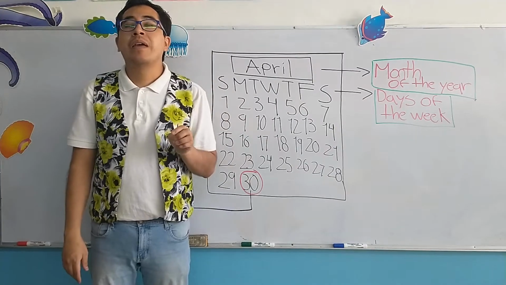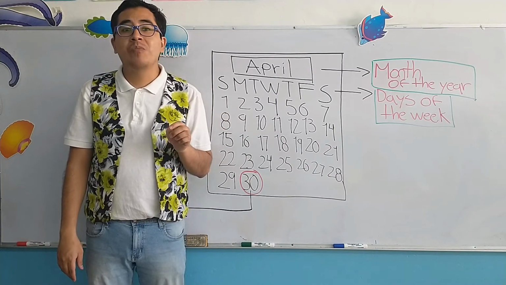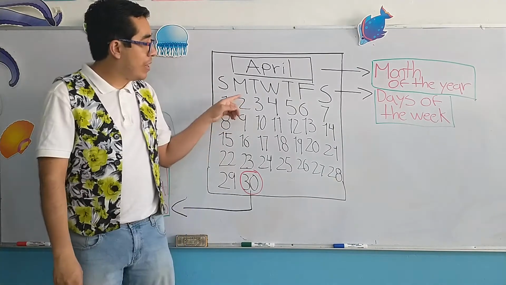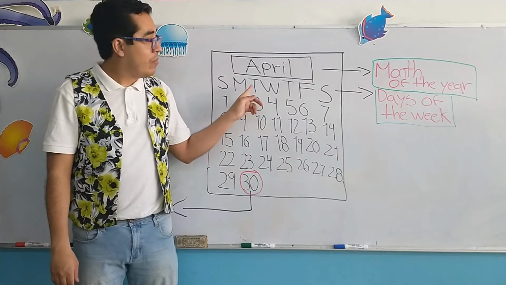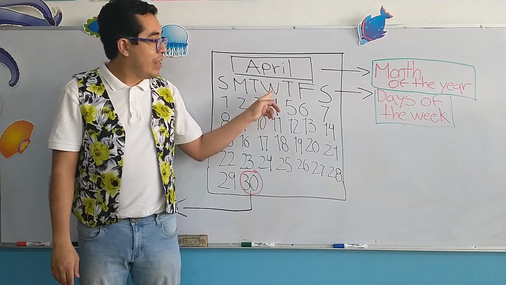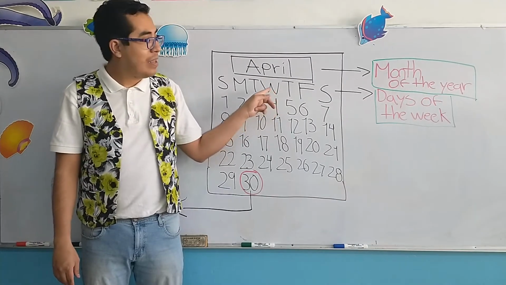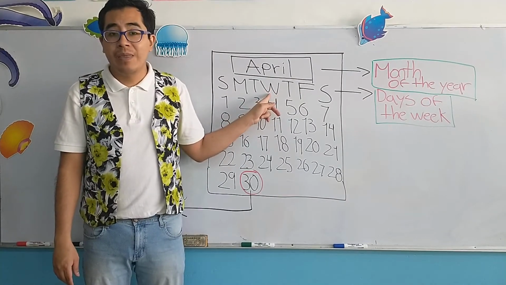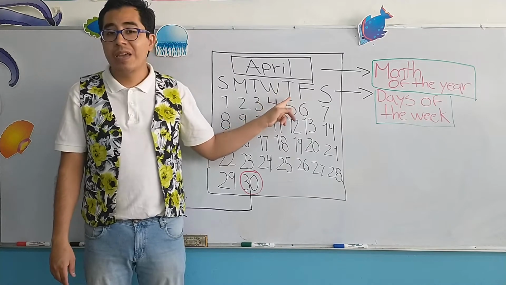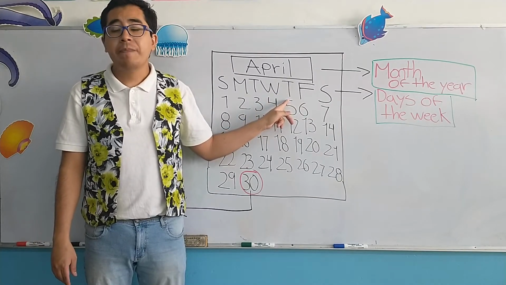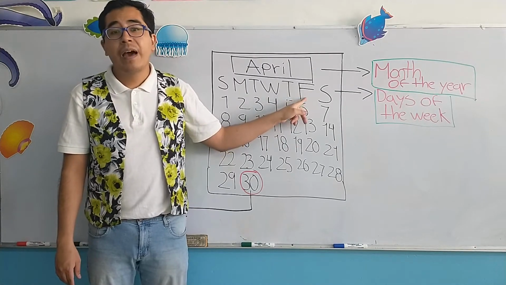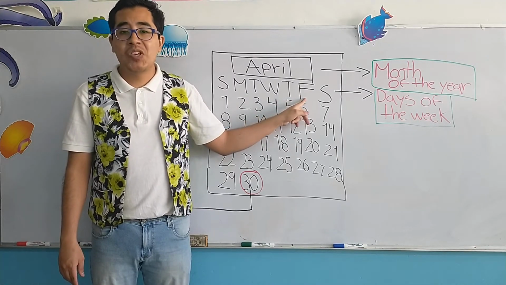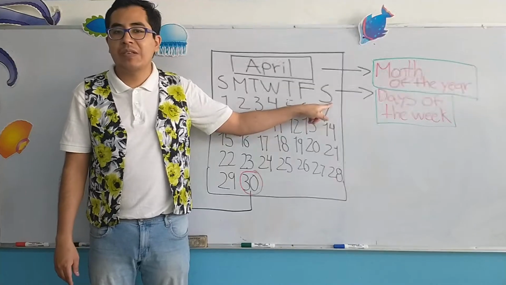The letter that begins Monday is the letter M. The letter that begins Tuesday, the letter T. The letter that begins Wednesday, the letter W. The letter that begins Thursday, the letter T. The letter that begins Friday, the letter F. And the letter that begins Saturday, the letter S.